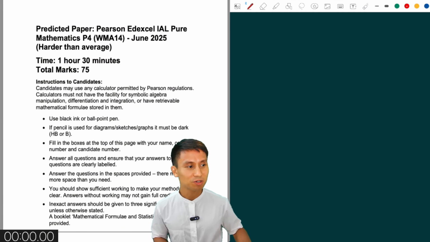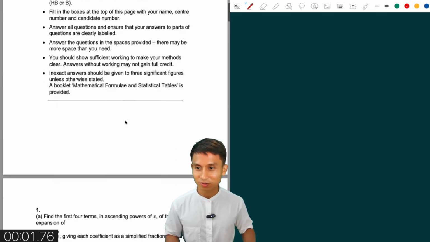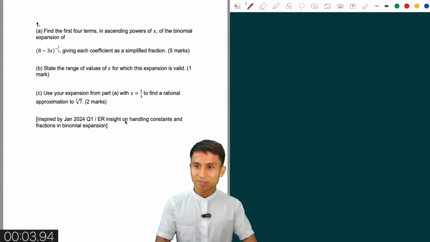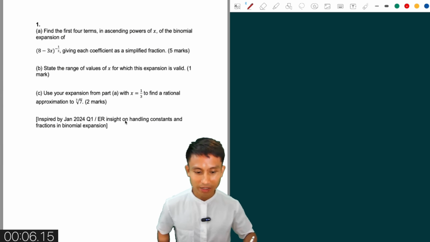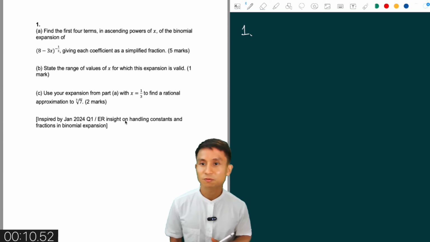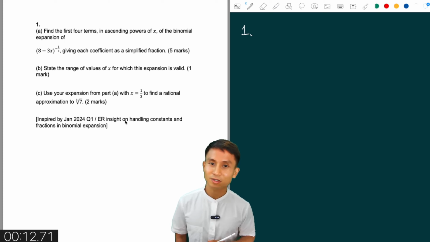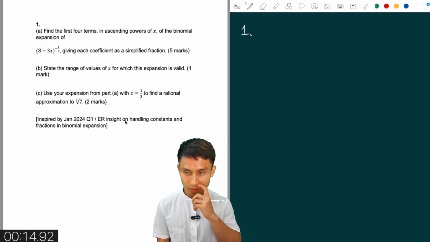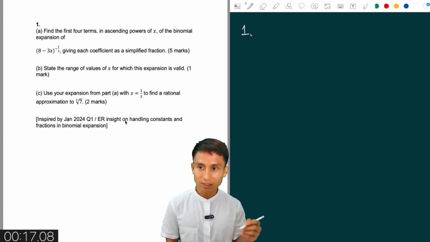I'm going to start the timer now. Okay, let's go. Number one. This is binomial expansion. Find the first four terms in ascending powers of x of the binomial expansion of that. So we have 8 minus 3x.